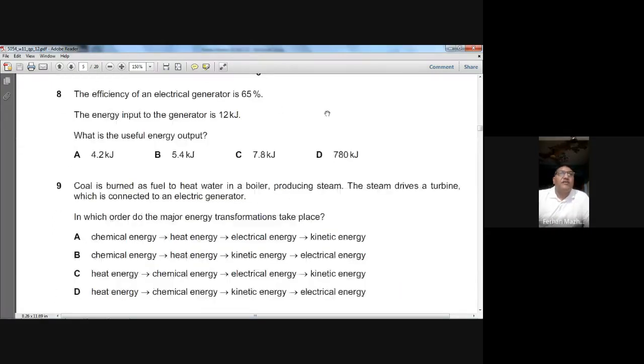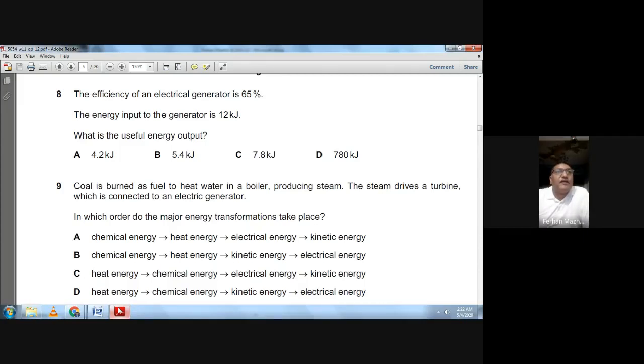Okay, on your screen we have question number 8. The efficiency of an electric generator is 65%. The energy input to the generator is 12 kilojoules. What is the useful energy output? Because the generator is only 65% efficient, the useful output energy will be 65% of the 12 kilojoules. So we will calculate it mathematically and we will get the answer.